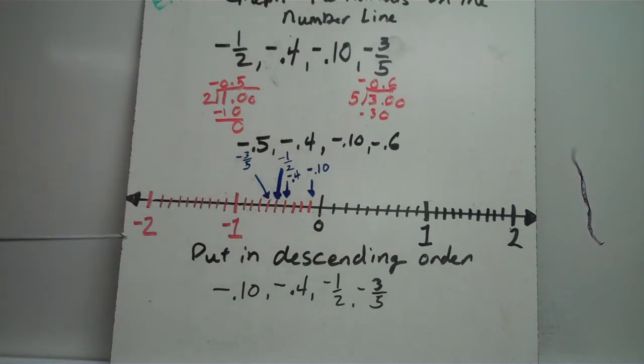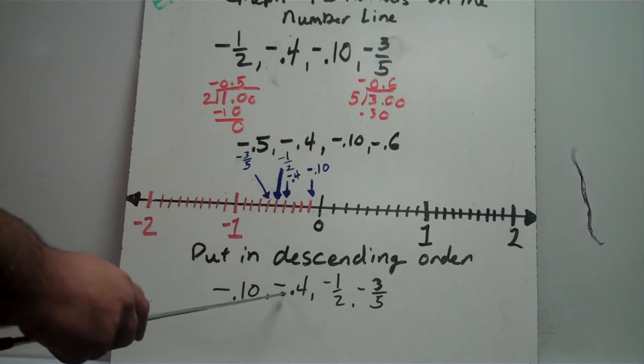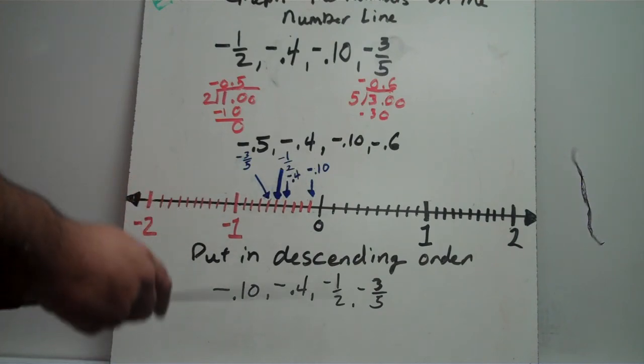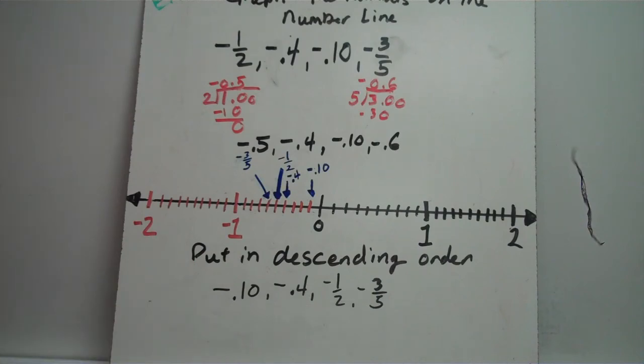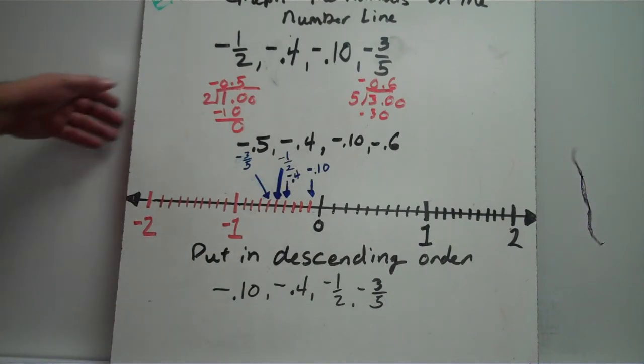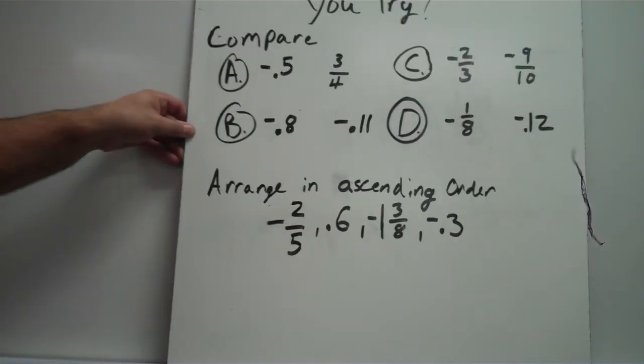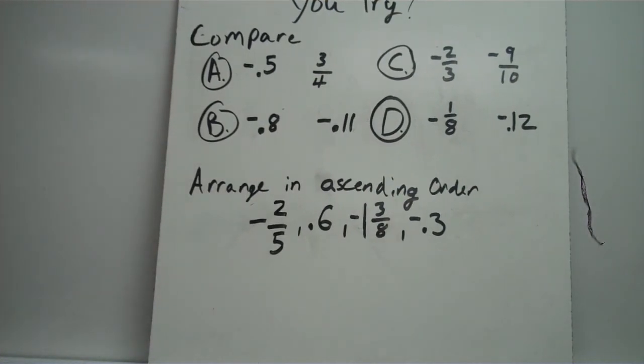So in order, put into descending order, we're going to start off with our biggest one first here. We're going to have negative 1/10. Then we're going to go negative 4/10, negative 1/2, and then negative 3/5. Okay, let's let you guys try some of these, comparing and putting these in order. Go ahead at this point and pause the video, and when you come back we'll see how you did.